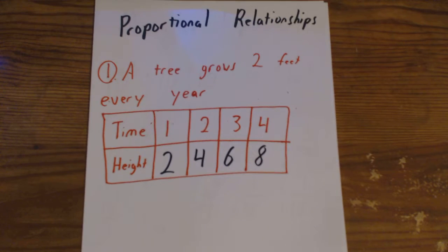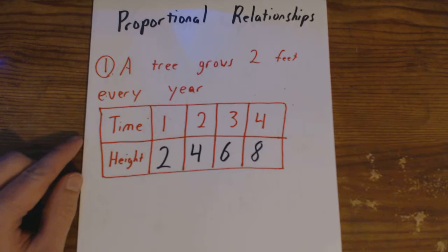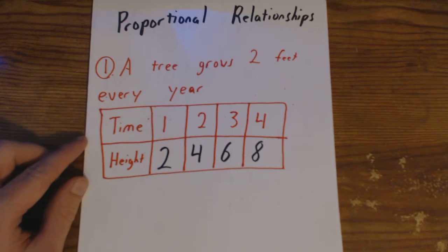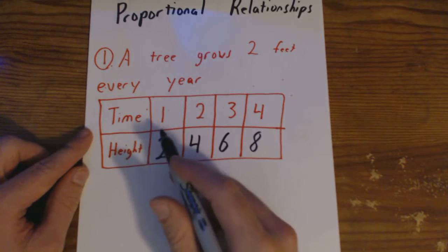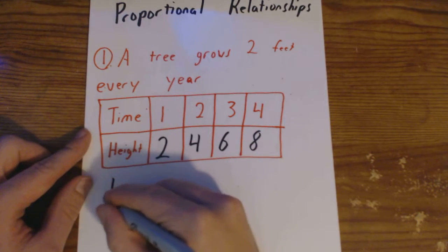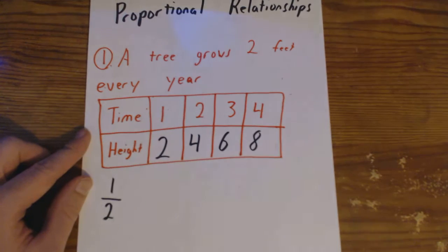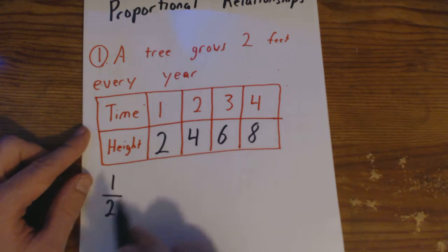Now, when we're talking about proportional relationships, the way that we're looking at to figure these out without graphing is we're going to set these up as fractions. Okay, so let's try putting our time on top and height on the bottom. So this first one, time on top and height on the bottom, we have a fraction of 1/2. Now we want to know if these other ones are all going to be equal to 1/2.